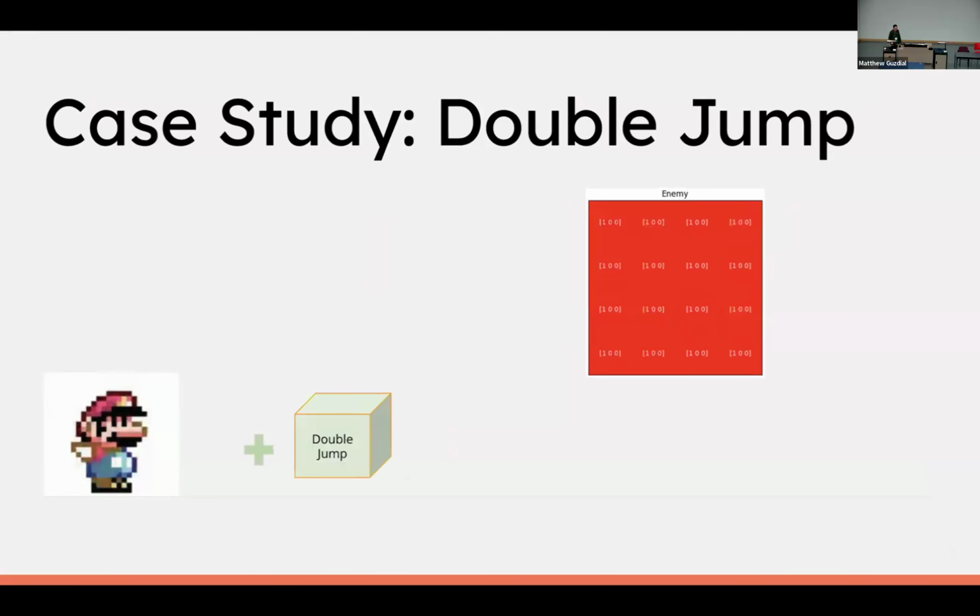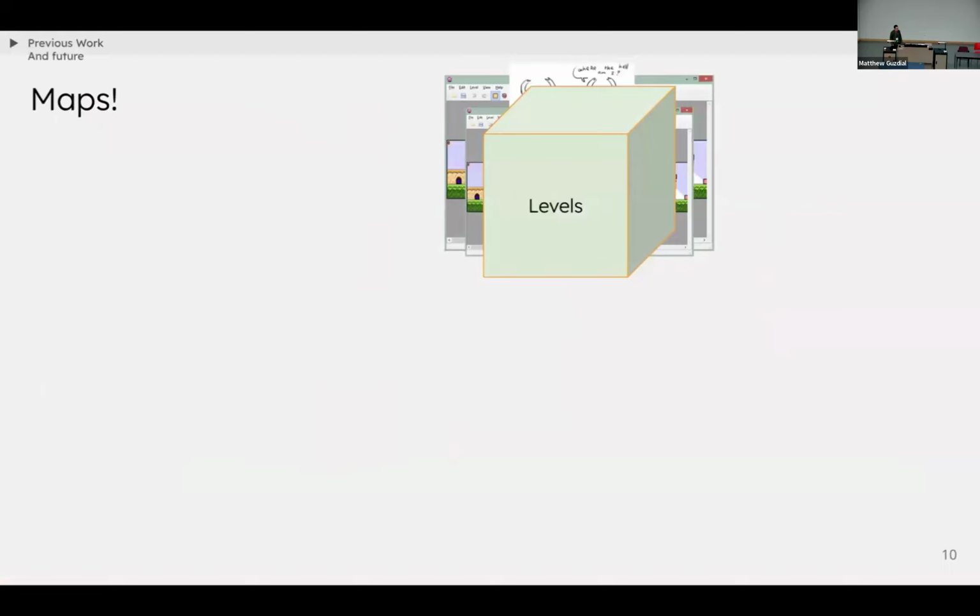But what happens if we add the double jump to the player? How would this enemy's shape change? Here is one possible option. Now the agent or player has to do a double jump in order to kill this enemy, but this enemy cannot be killed by a player that doesn't have the double jump.